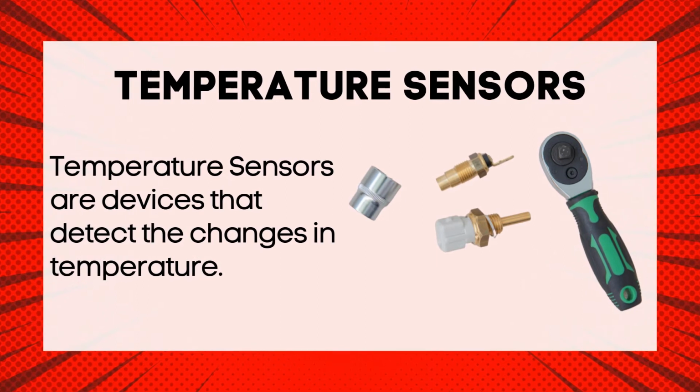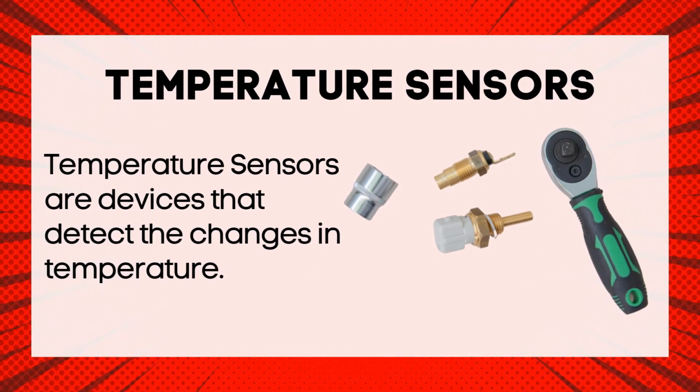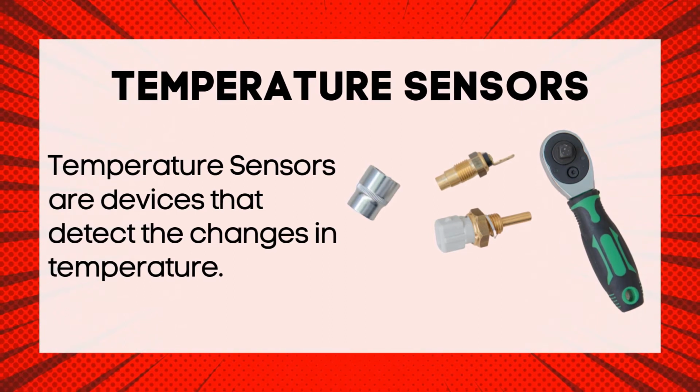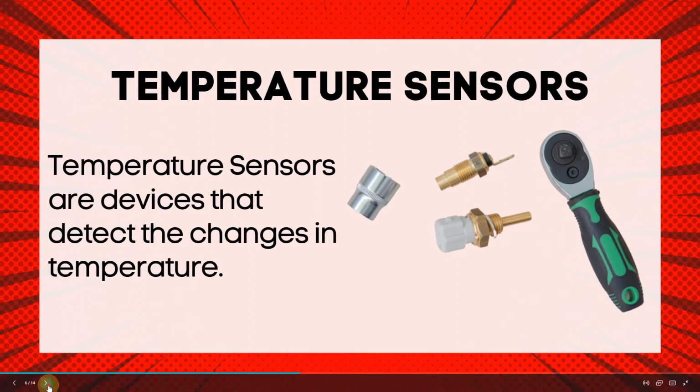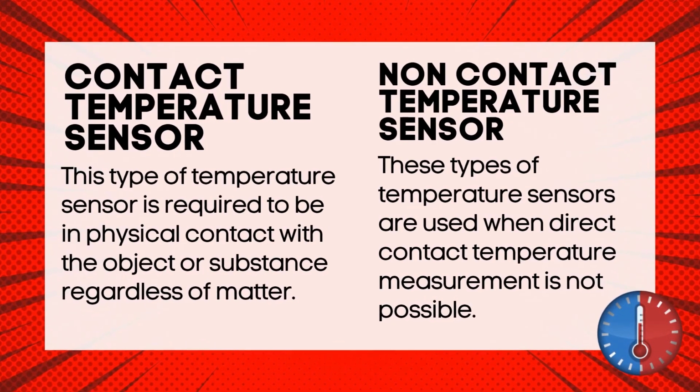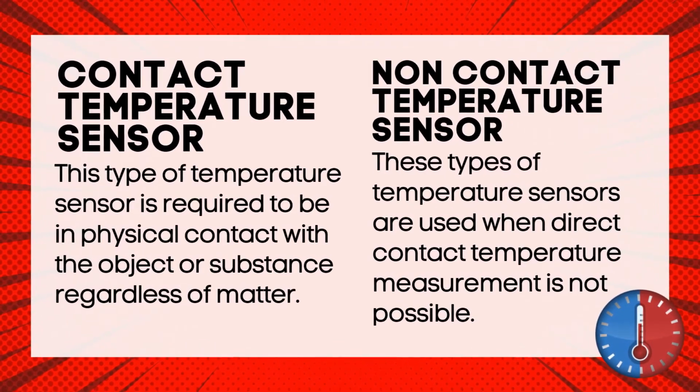Temperature sensors. Temperature sensors are devices that detect the changes in temperature and convert it to a signal that can be understood either by an observer or a device. There are two basic physical types of temperature sensors. So the two basic physical types of temperature sensors are the following.